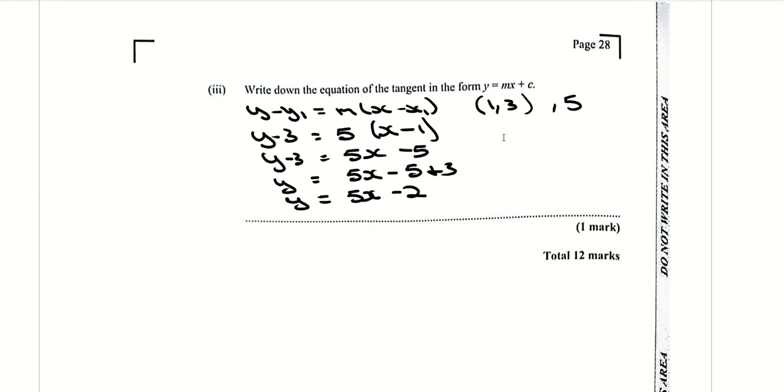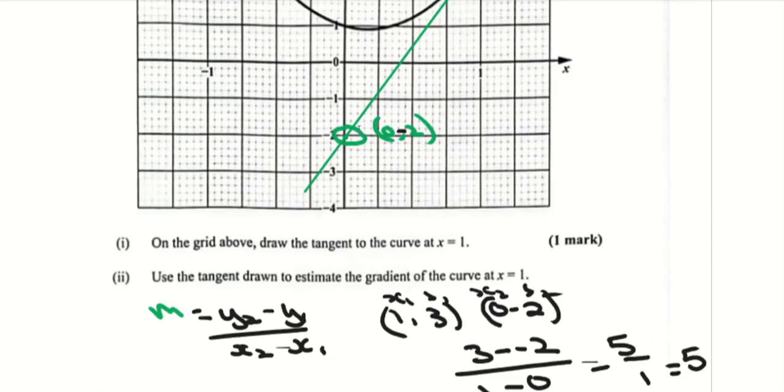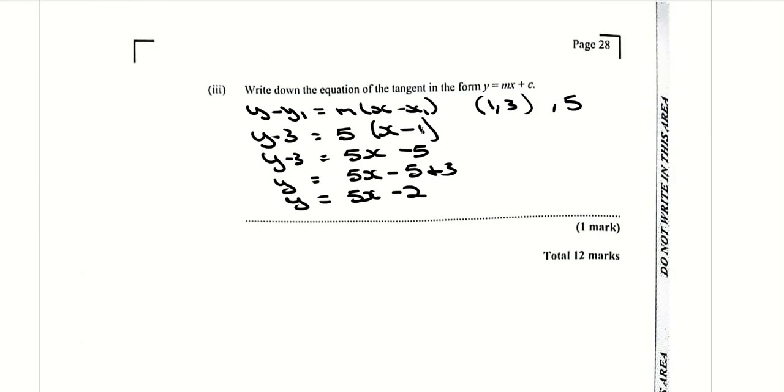Or if you don't know, we already found the gradient to be 5. Your y-intercept is where the line intersects your y-axis. It intersects my y-axis at negative 2. So you could have done that. And that would be the end of number 8.